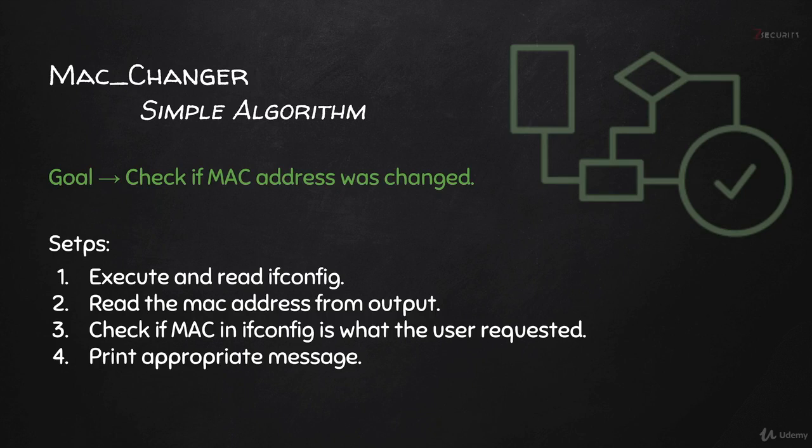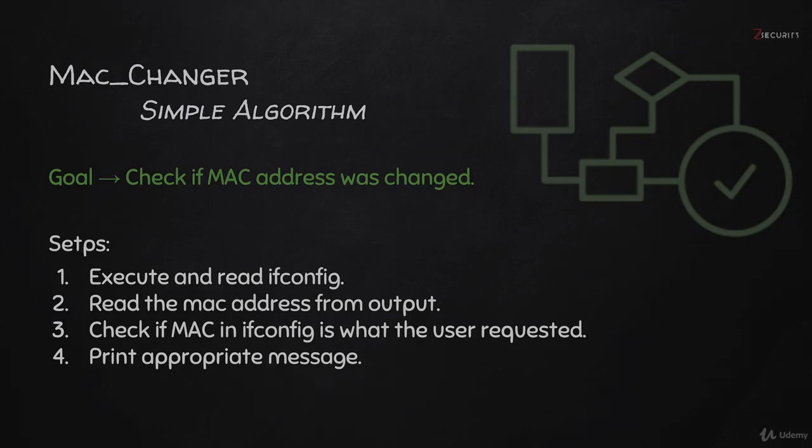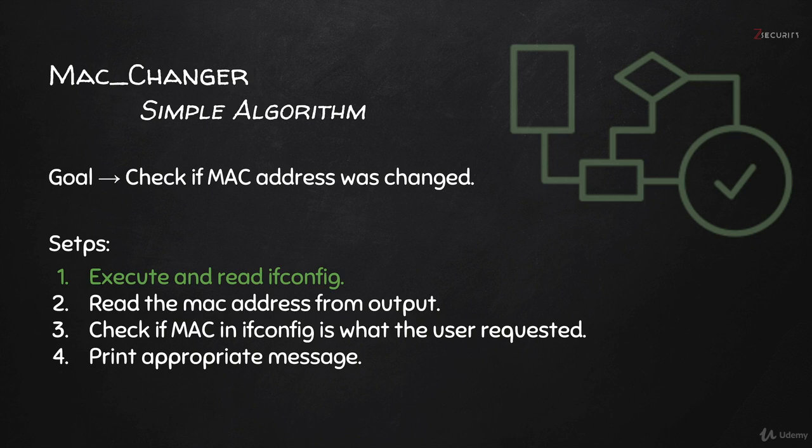Now the first step, or the first simple problem that we need to solve, is being able to execute system commands and read the result. So far we learned how to execute system commands using the subprocess.call function, but that allowed us to execute commands without seeing the result. Right now, we're interested in running ifconfig, but we want to see the result that ifconfig returns to us.